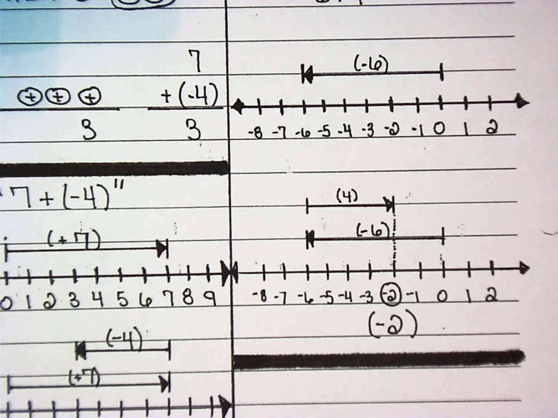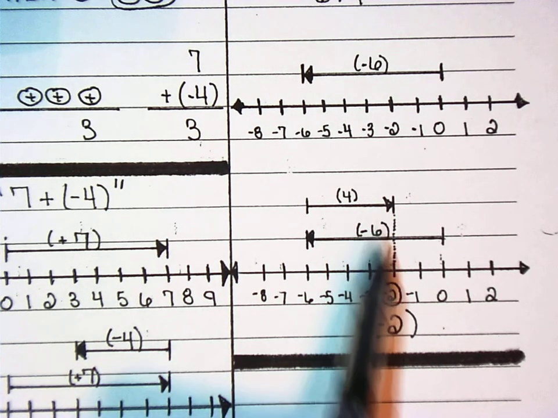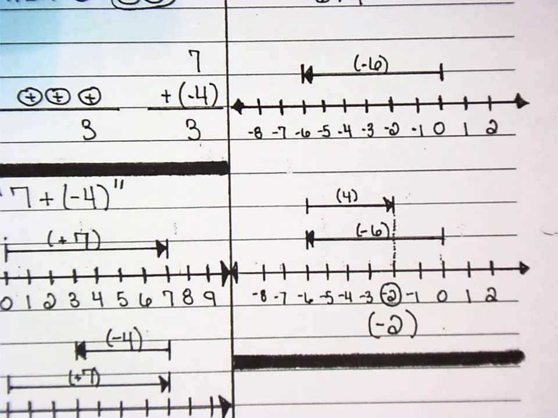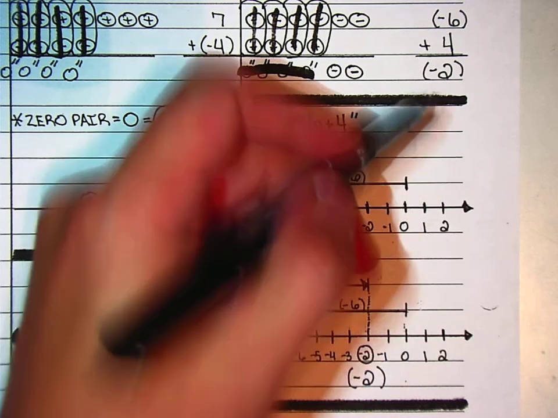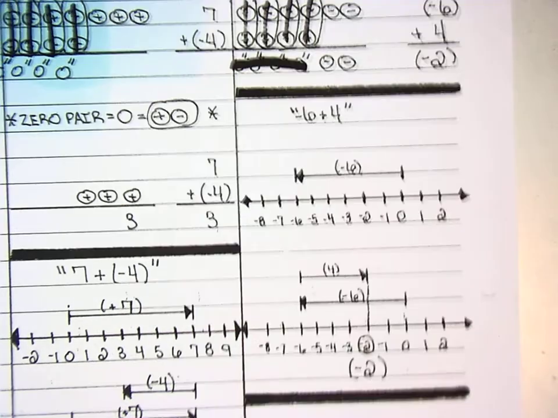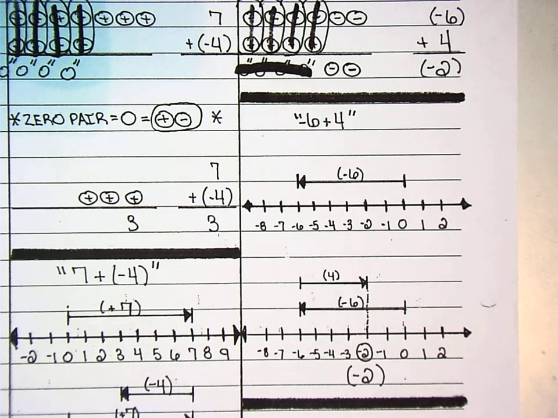And in this case, my final answer is negative 2, which does correspond to my answer up here when I did the integer circles or the counters. Negative 2, negative 2. So I know my answer is correct. Those are some examples of how you model with integer chips. Sometimes they're called counters, sometimes they're called a mat, and with a number line.